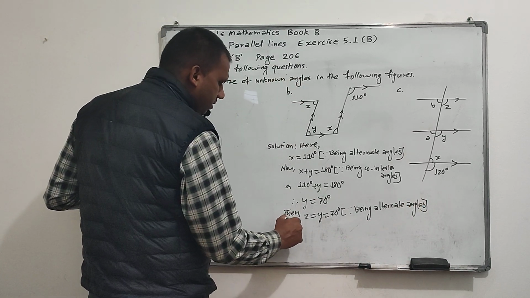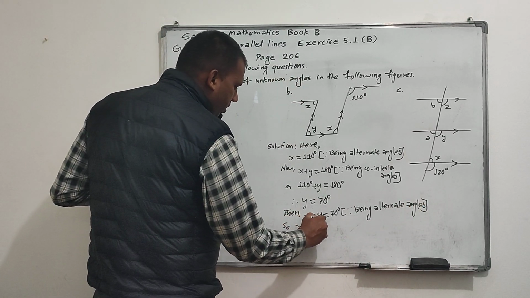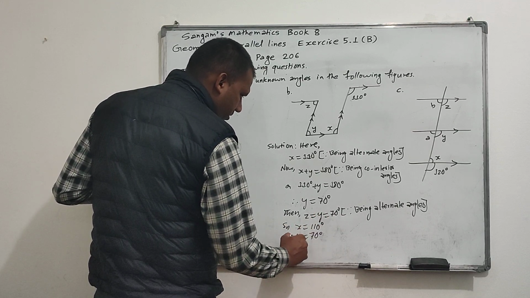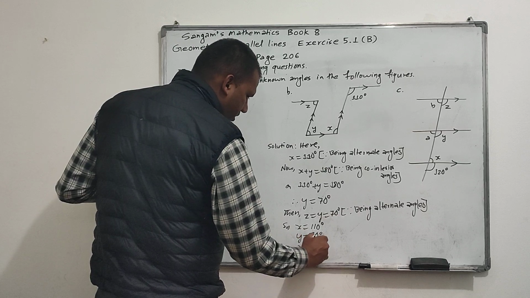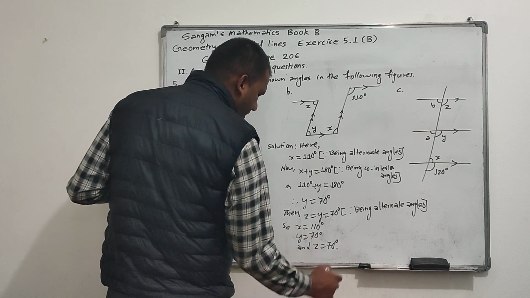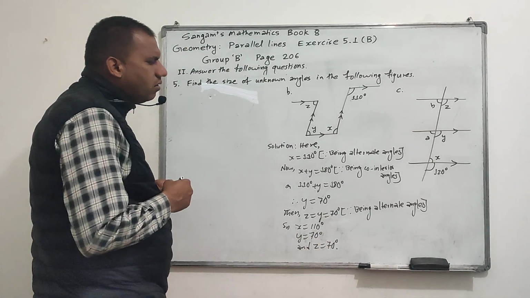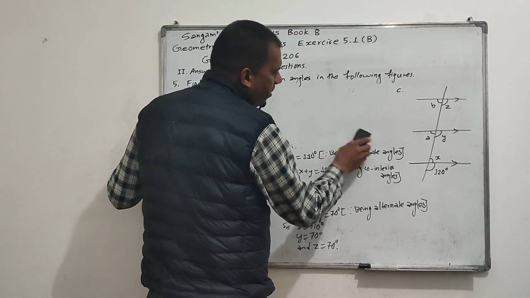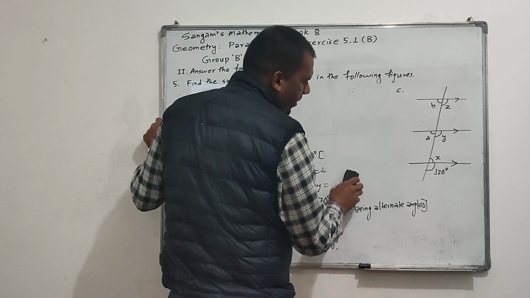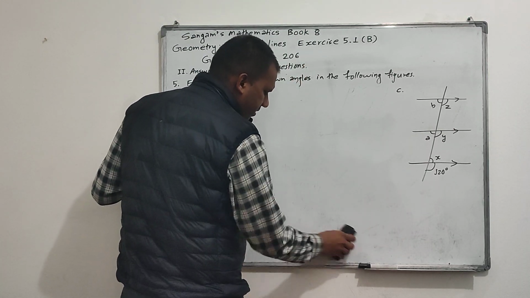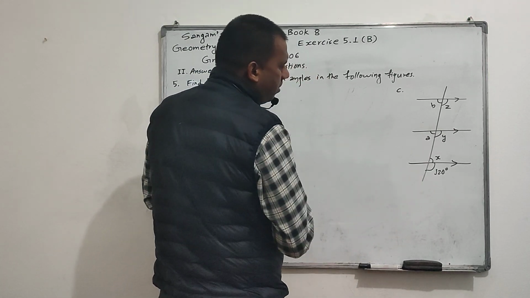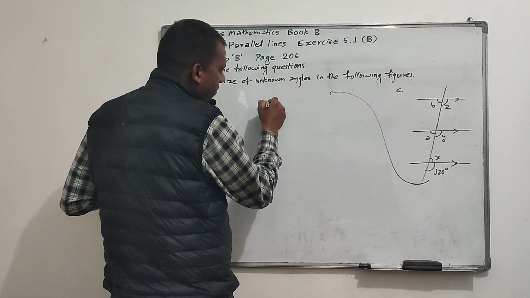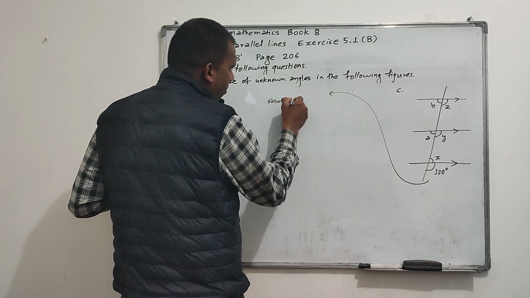So x equal to 110 degree, y equal to 70 degree, and z equal to 70 degree. Now, next question, and C, we have to find the values of A, B, x, y, and z from this figure. Now, the solution. For C, solution here.